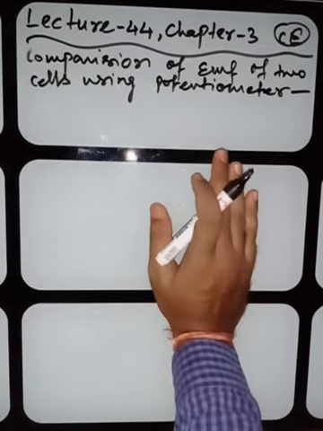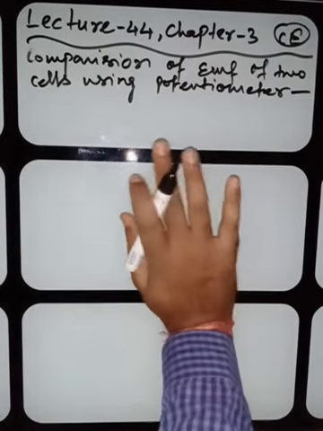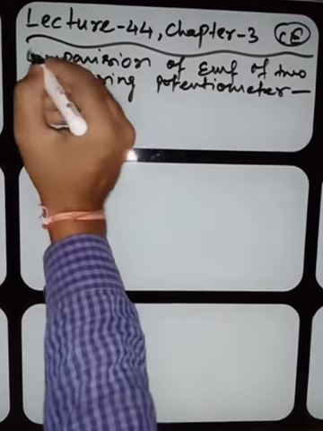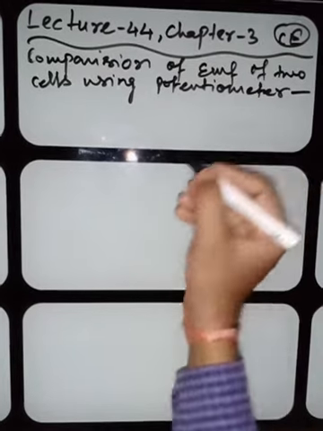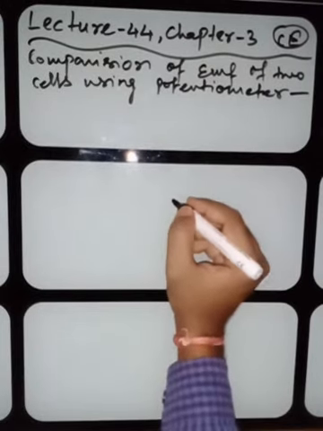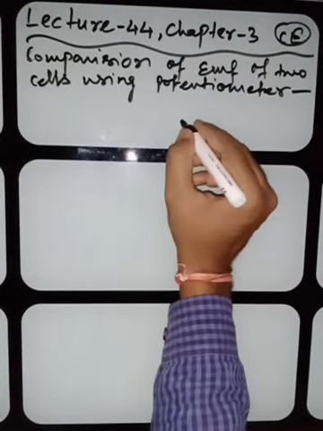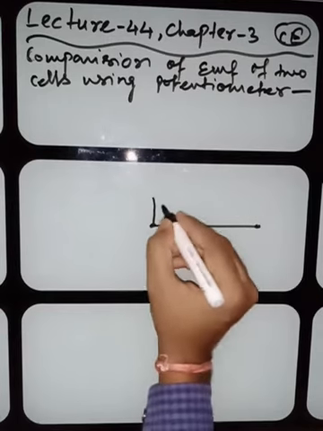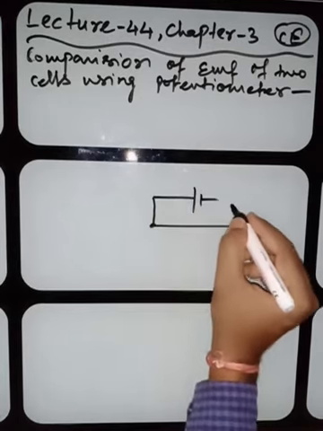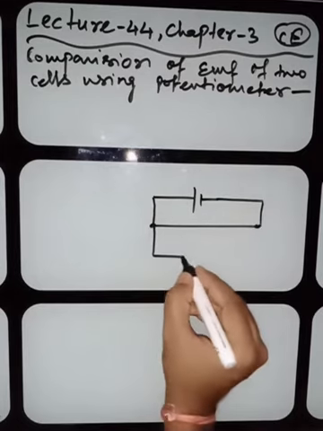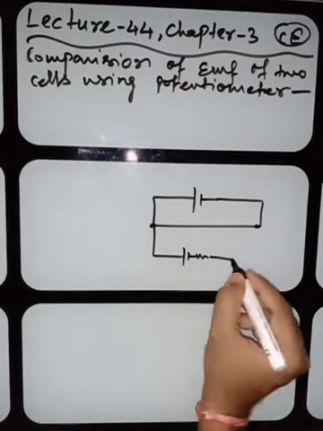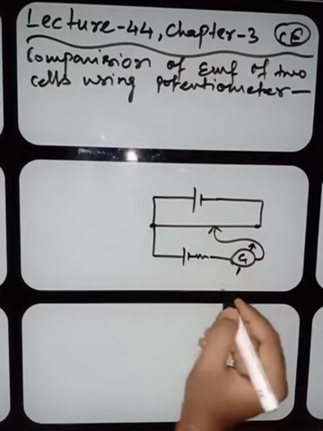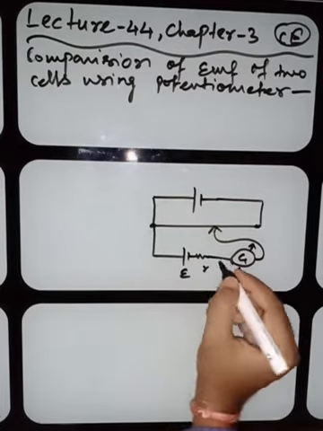My dear students, we have studied the potentiometer. It is a device which can be used in different ways. If I draw a very simple circuit of a potentiometer like this one, this is the potentiometer wire of length L, this is the driving cell, and this is the battery connected with a galvanometer and jockey, and this gives the deflection. All right, this is E and O.